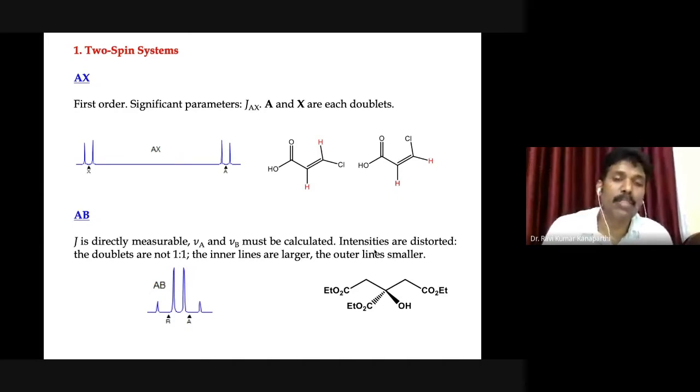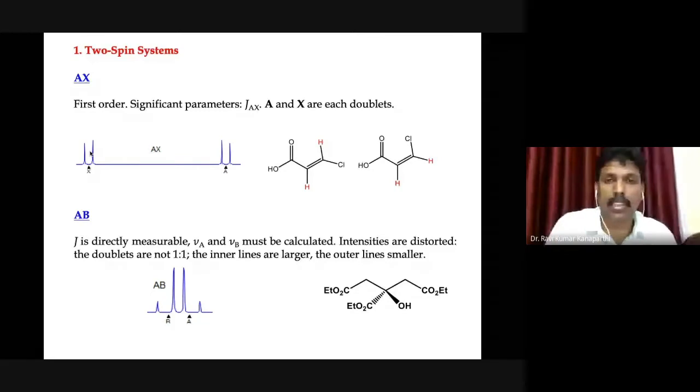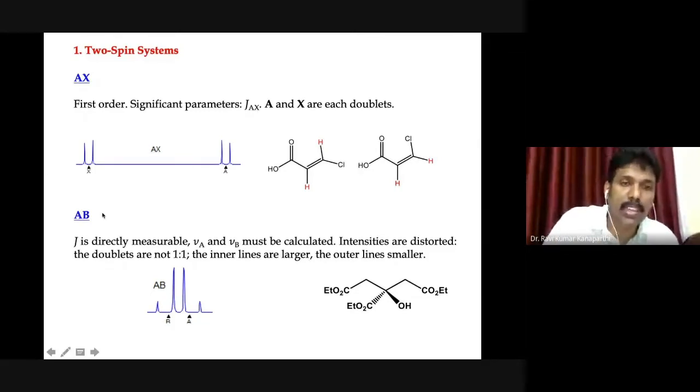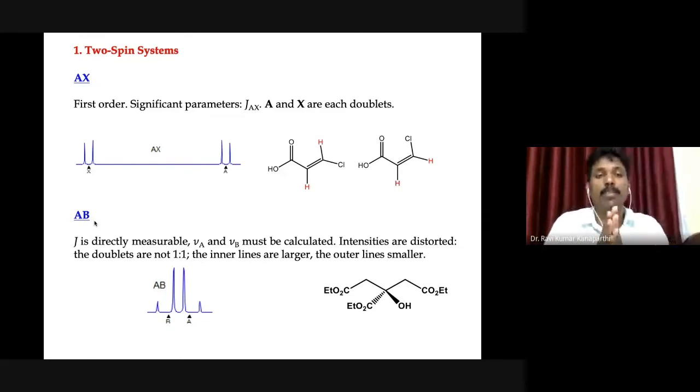Therefore, we don't see the actual doublet which we normally encounter in the case of AX system. Please remember that two spins means A and X, A is one spin, X is another spin. Here also, A is one spin, B is another spin. So both are feeling each other. In the AX case, both are seen at two distinct locations, whereas here, both still show a doublet, but those doublets are coupled with each other, and we don't see the actual doublet but instead a kind of quartet. So this is a doublet of a doublet.